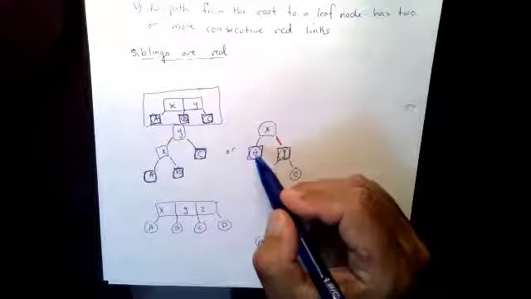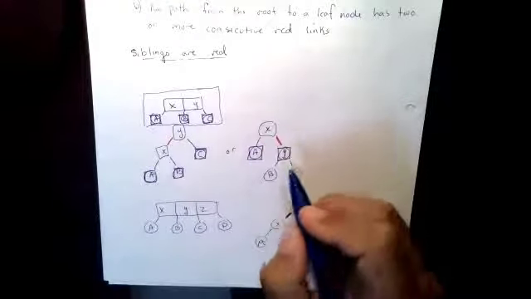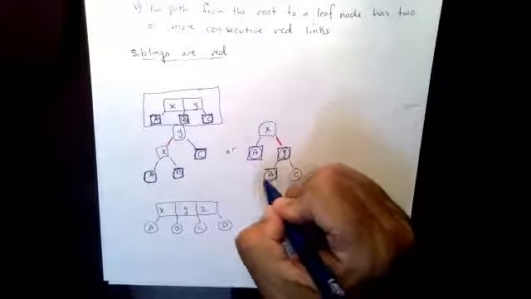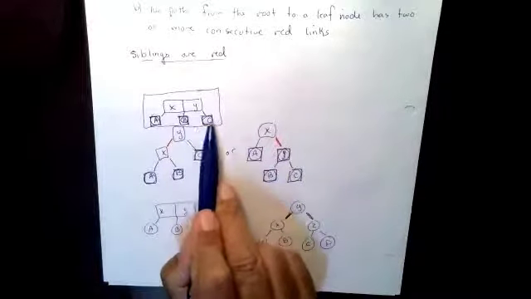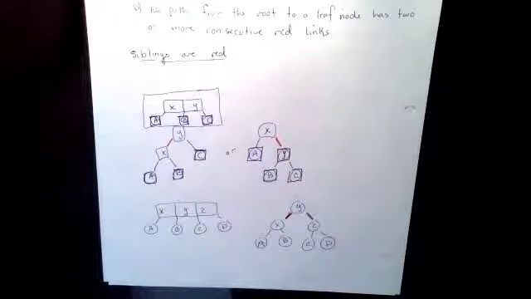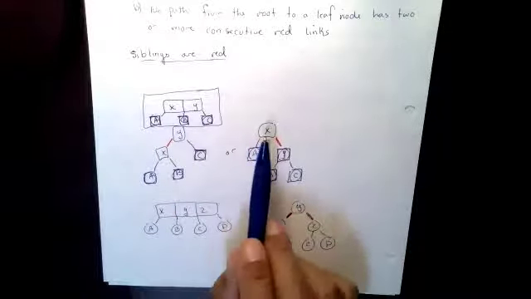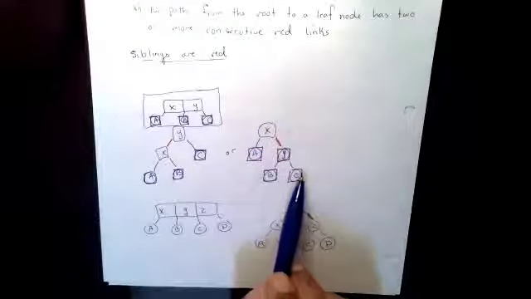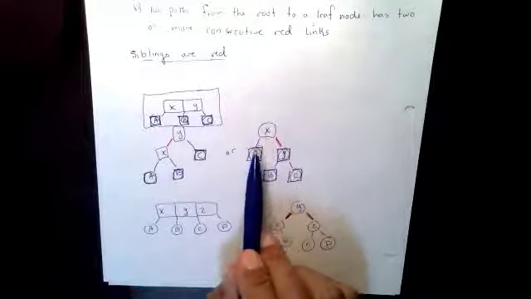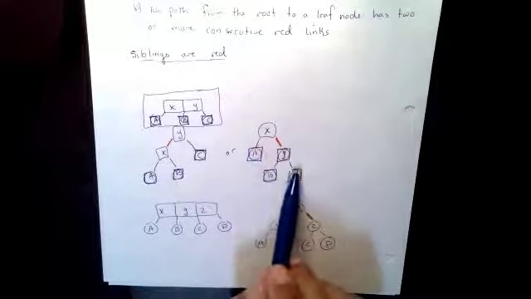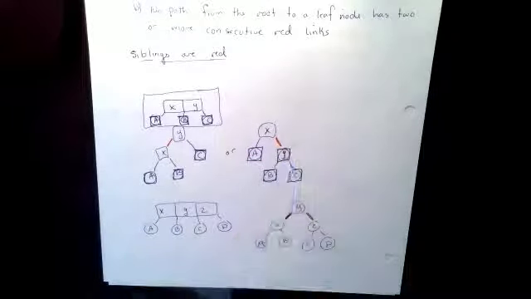To the left of X is A. To the left of Y is B. To the right of Y is C. Again, from the root to every leaf, it has to have the same number of black nodes or black links, okay? 1, 1, and 1, and no more than 2 reds.